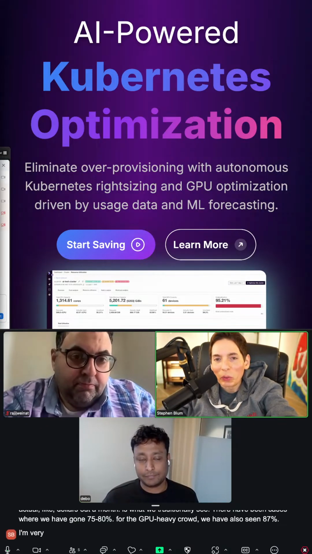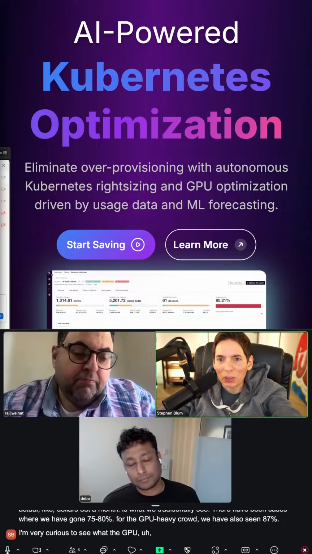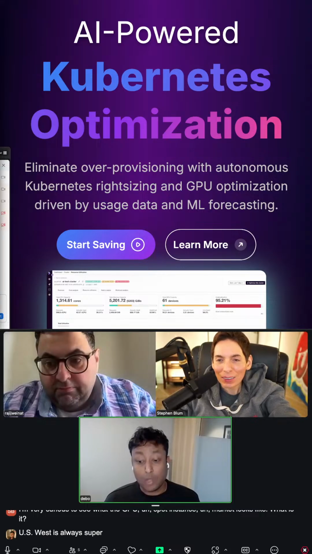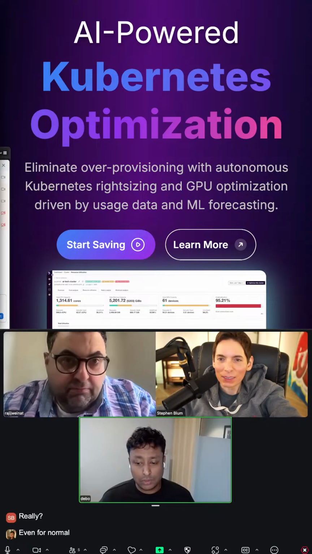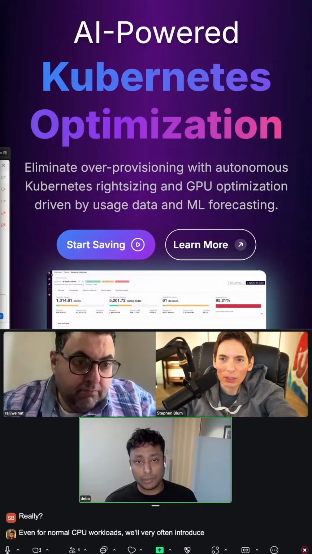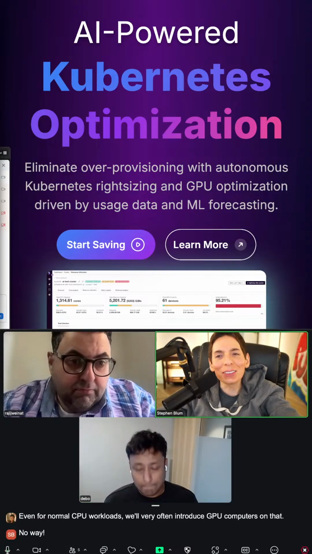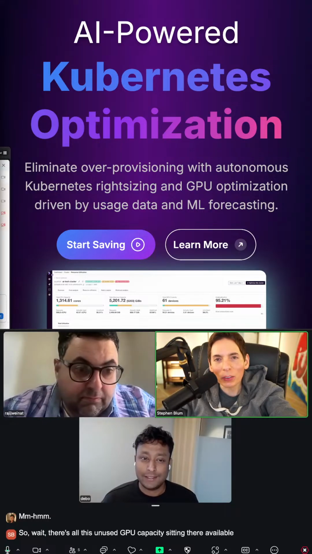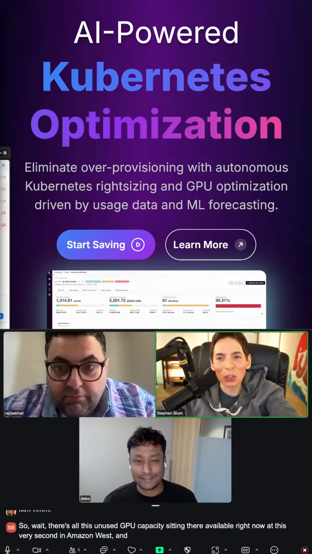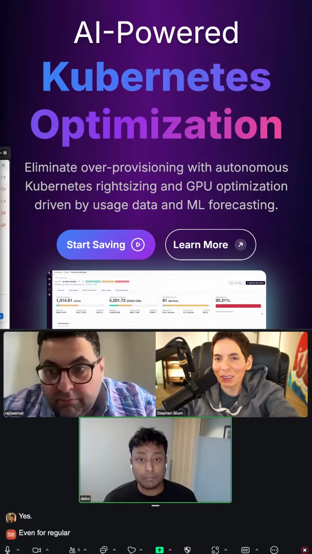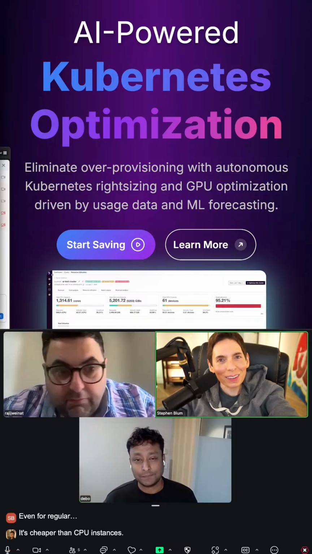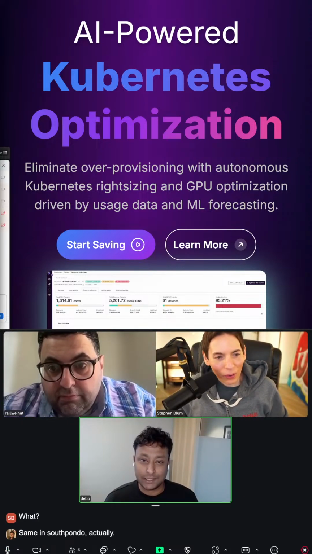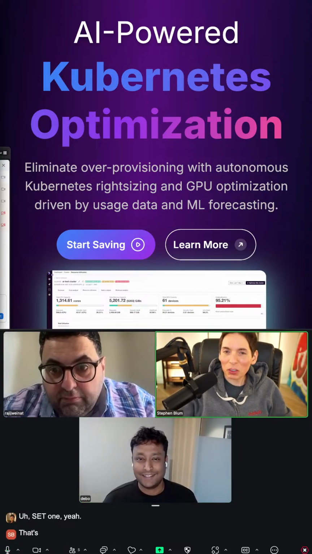I'm very curious to see what the GPU Spot instance market looks like. US West is always super cheap. Really? Even for normal CPU workloads, we'll very often introduce GPU computers in that. No way! Are you serious? Mm-hmm. So there's all this unused GPU capacity available right now in Amazon West, and it's so cheap that even for regular... It's cheaper than CPU instances. What? Same in Sao Paulo, actually. Wow. SA East 1. Yeah. That's amazing. That's interesting to know. Thank you.